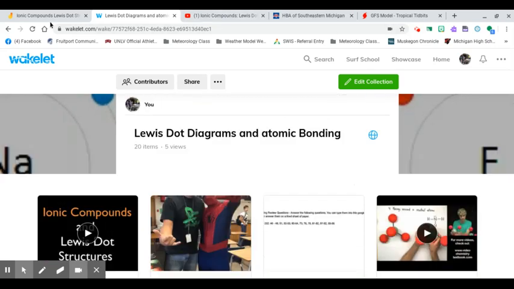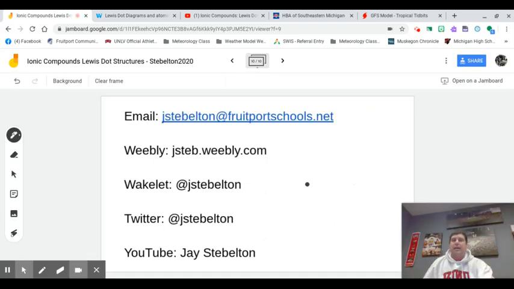So that's about it for the ionic compounds and how those electrons are transferred between 2 atoms. We will next go into covalent compounds and the sharing of electrons. That'll be the next lesson.